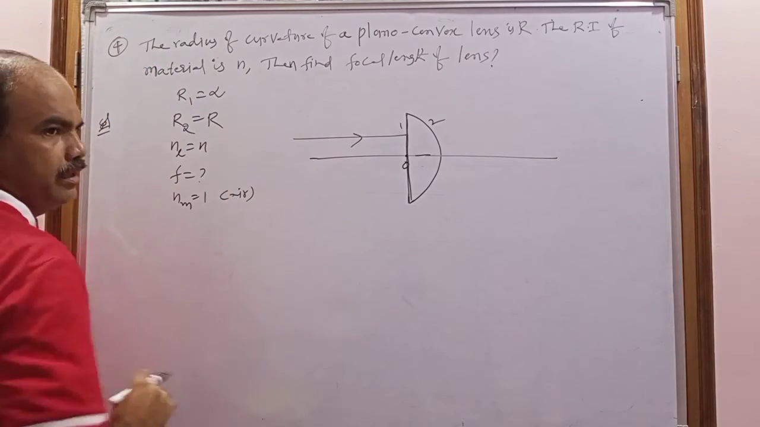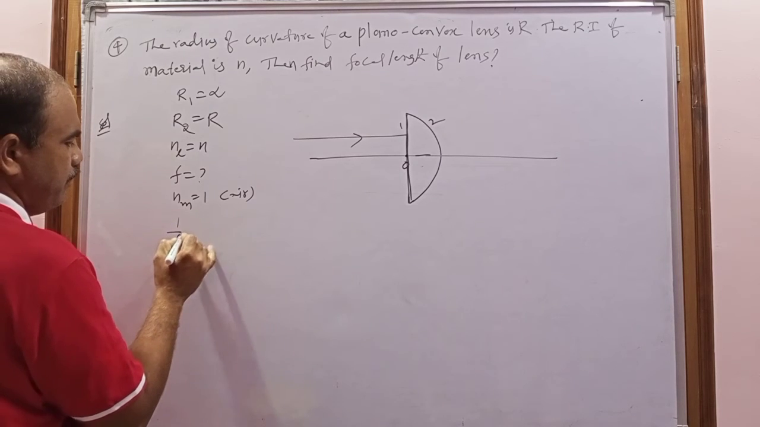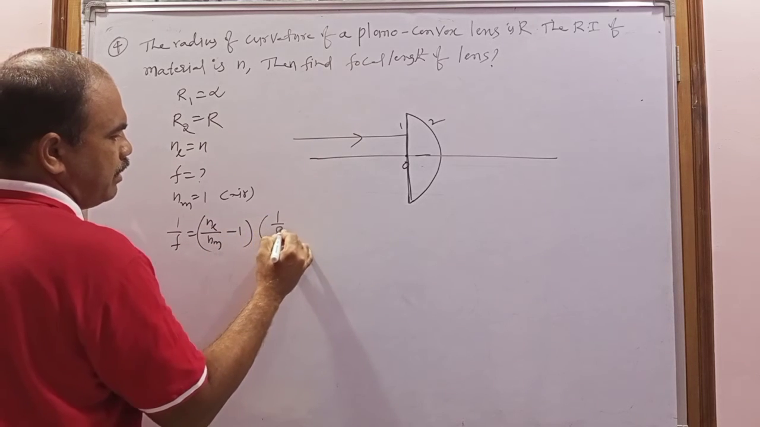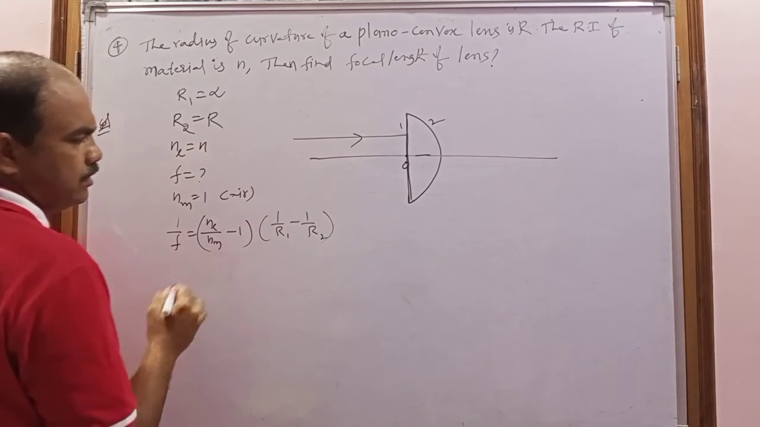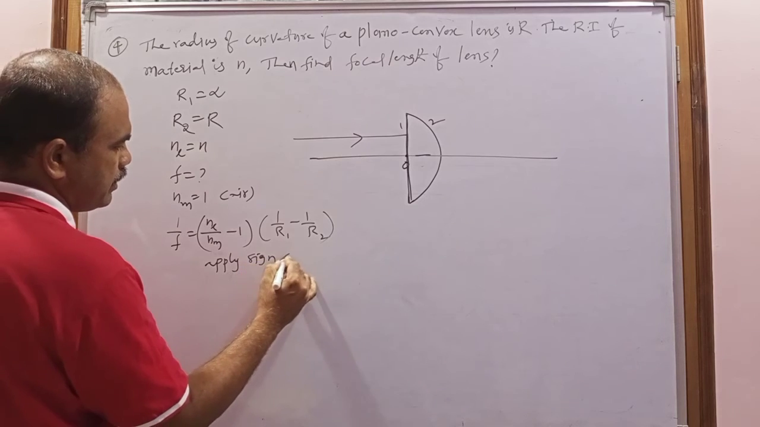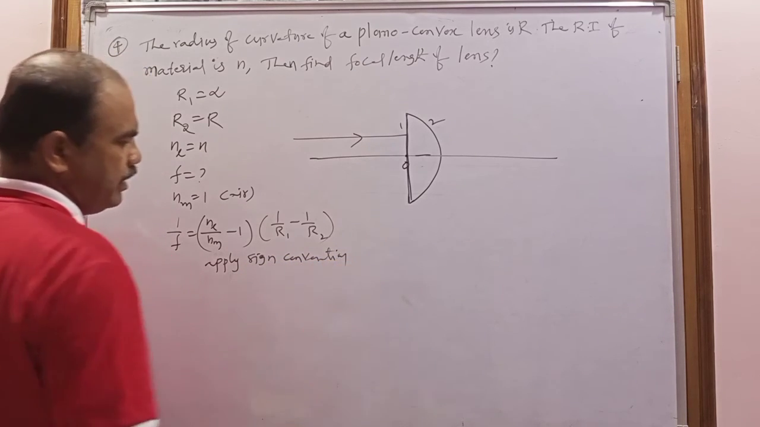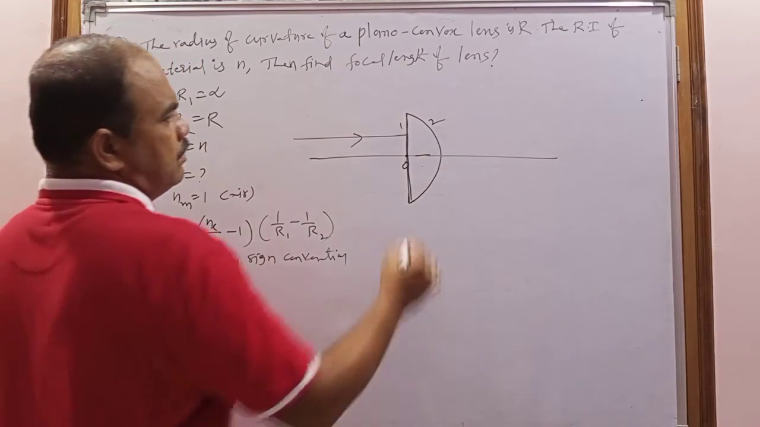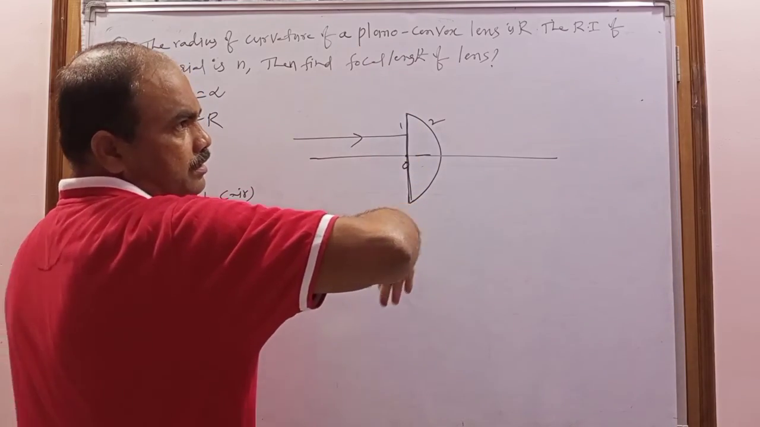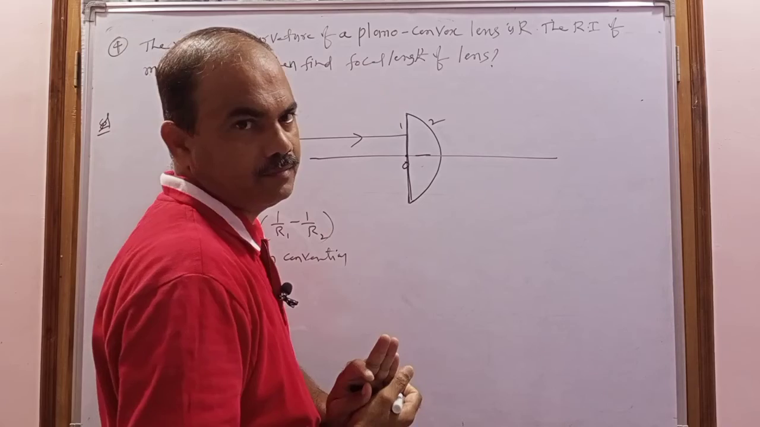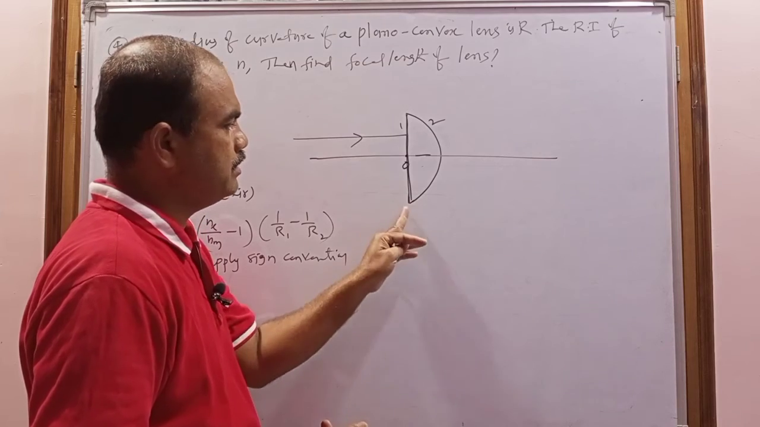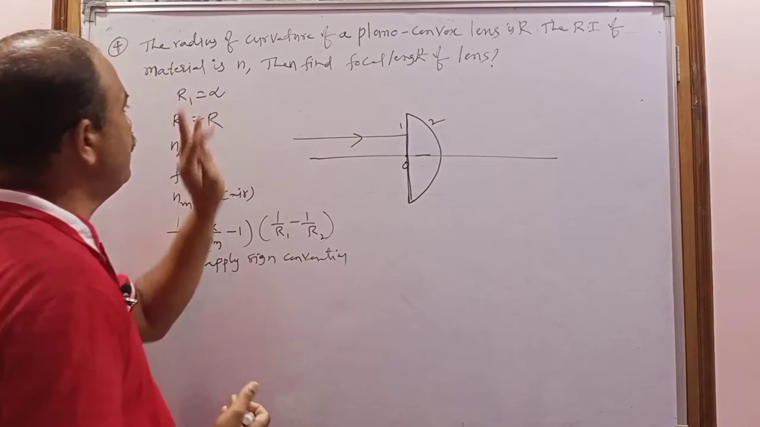Now to find the focal length, which formula do we have to use? The lensmaker formula. What is that? 1 by f equals the refractive index of lens by the refractive index of surrounding medium minus 1, into 1 by R1 minus 1 by R2. To use this formula, we have to apply the sign convention. For the plane surface, we can't draw the sphere, because you have to go up to infinity. So R1 becomes infinity.